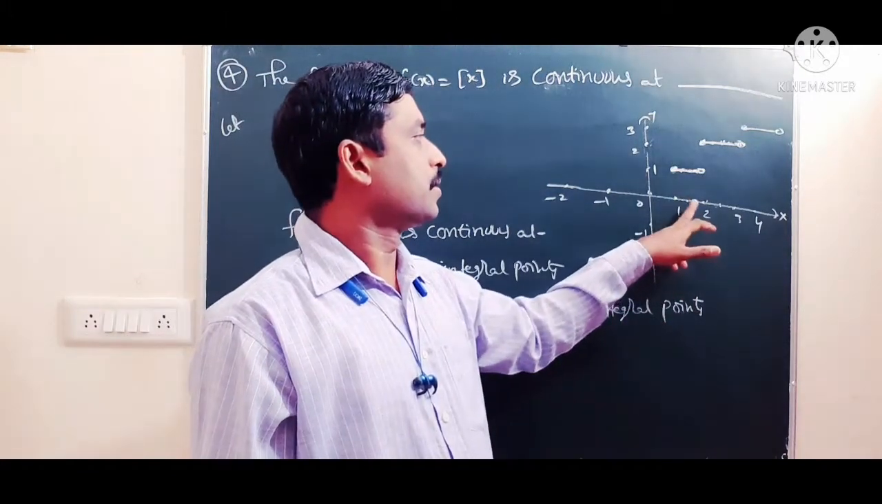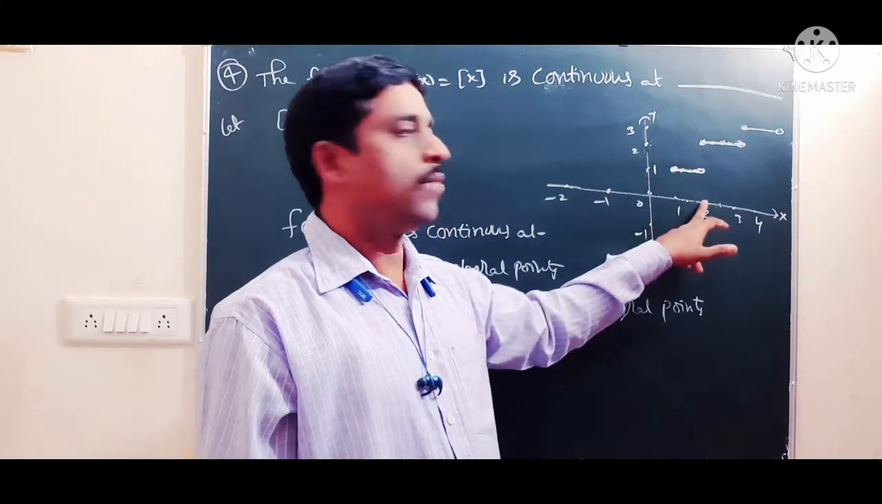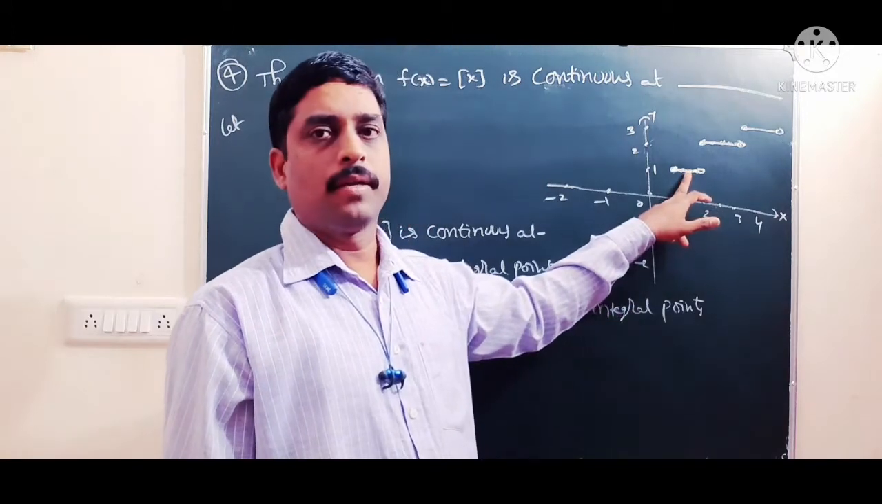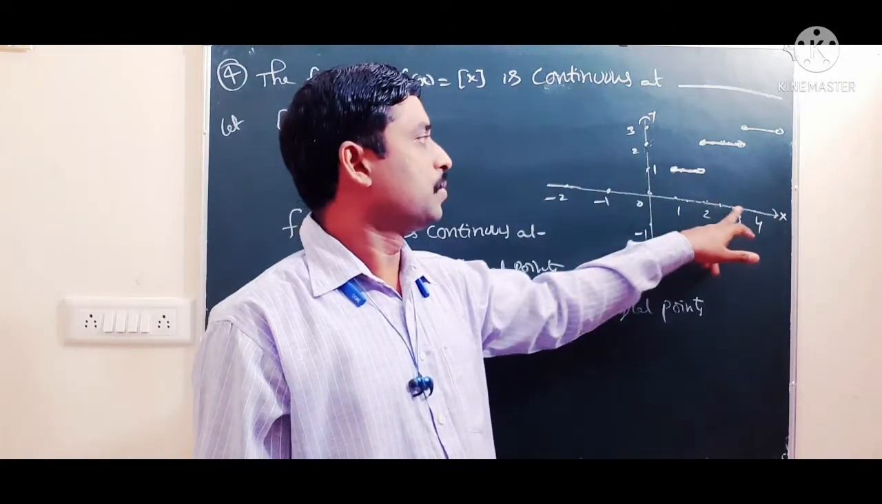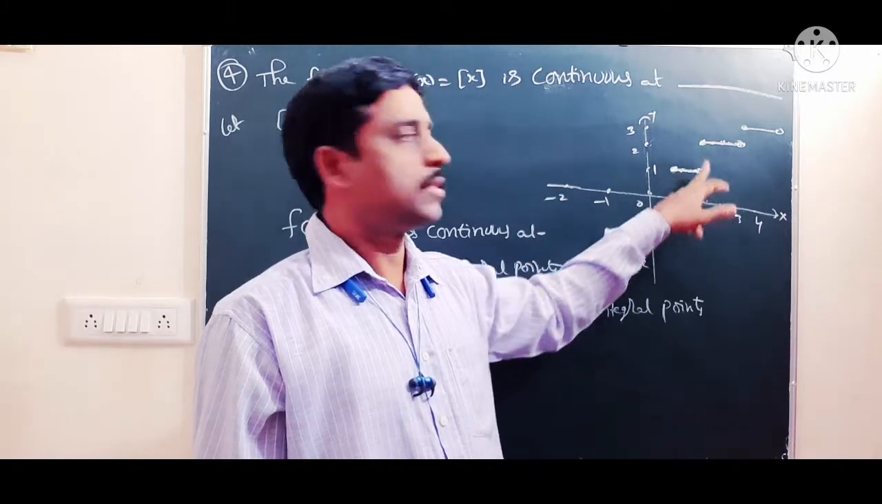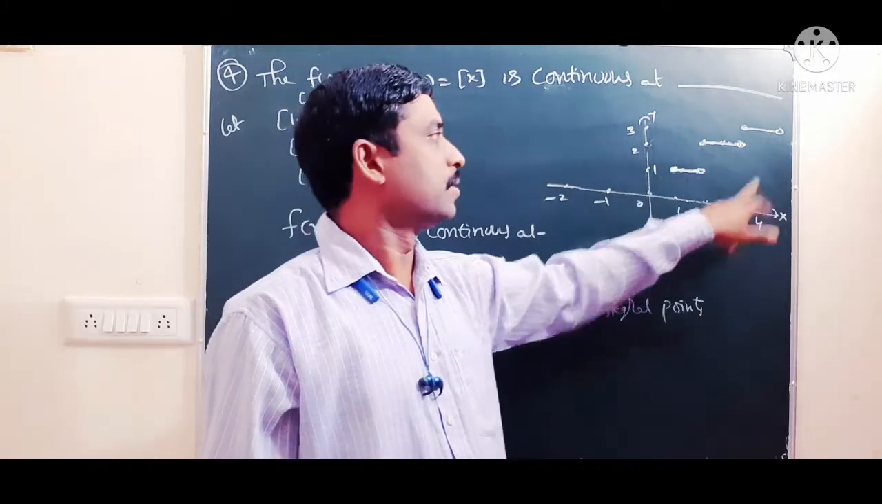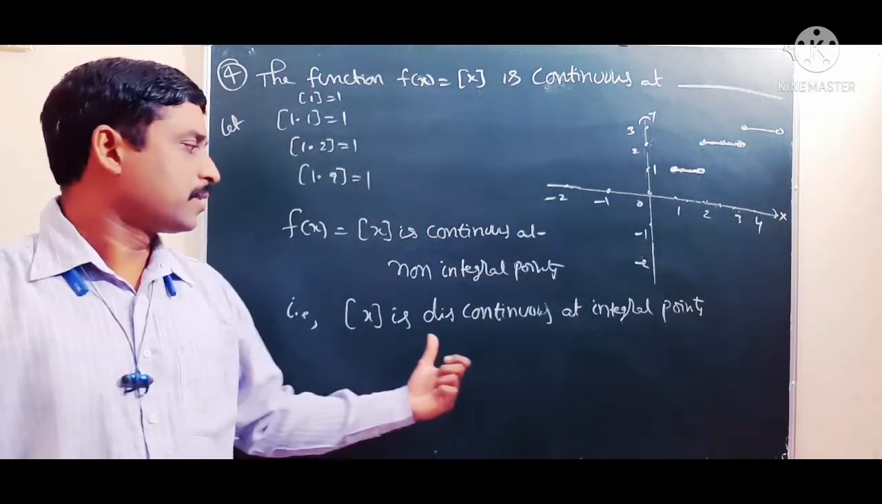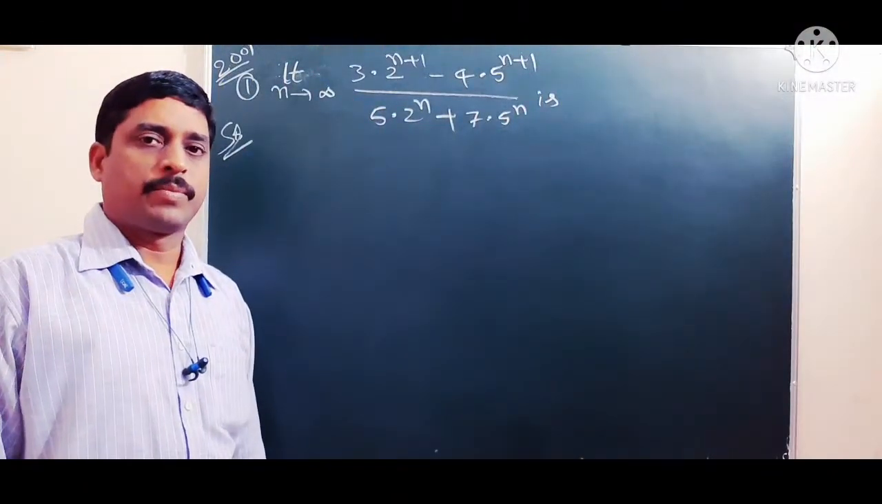So from 1 to 1.9 the graph is parallel to the x axis. 2 to 3 is also parallel to the x axis, with discontinuity between. So integral part of x is discontinuous at integral points. Let us go to the next problem.